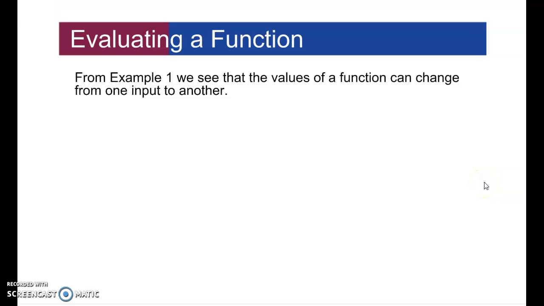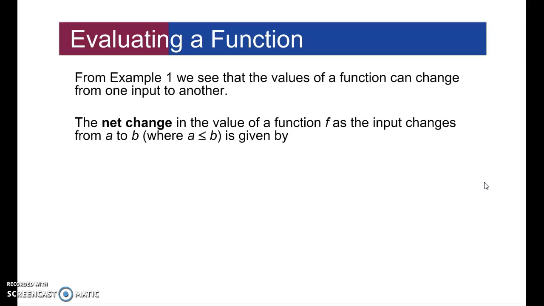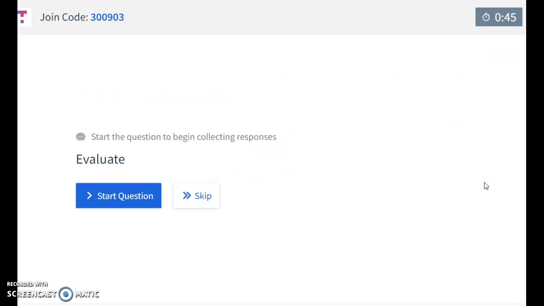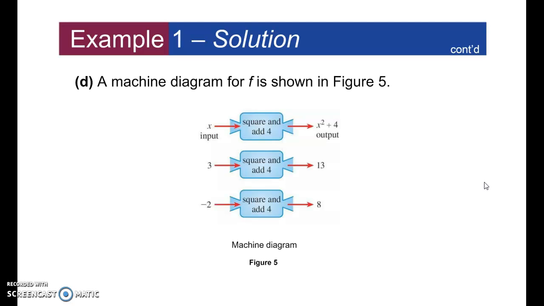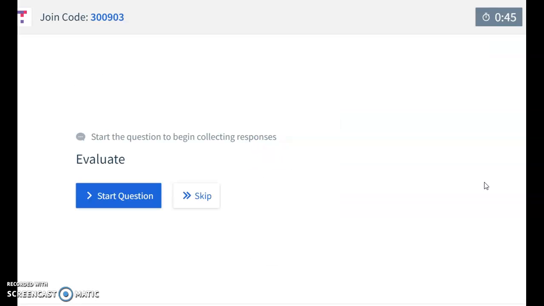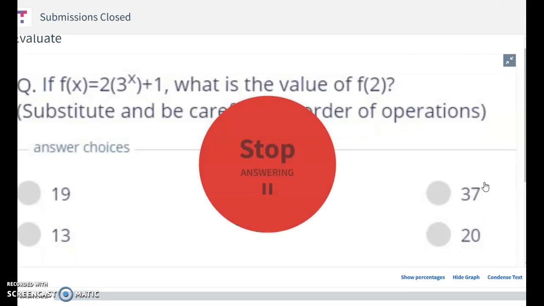So in the next example in our lesson 2.1, we're asked to identify the net change in the value of a function, f, as the input changes from a to b. We were evaluating functions previously in this last example, and we determined that when x was replaced with the number 3, we got an output of 13. And when x was replaced with the number -2, we got an output of 8. So 3 is paired with 13, -2 is paired with 8.